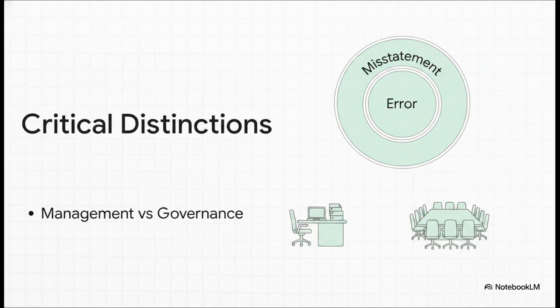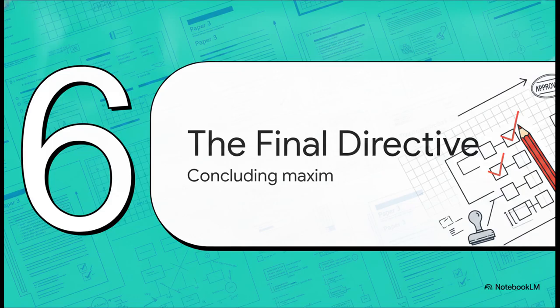Like we just covered, a misstatement isn't always an error. An error is merely one specific type of misstatement. And what about management versus those charged with governance? They are completely distinct parties, and using those terms interchangeably is a massive failure in precision. Finally, always remember that an audit provides reasonable assurance. Yes, that is high, but it is never, ever absolute. Which brings us to our conclusion, Part 6, the final directive.